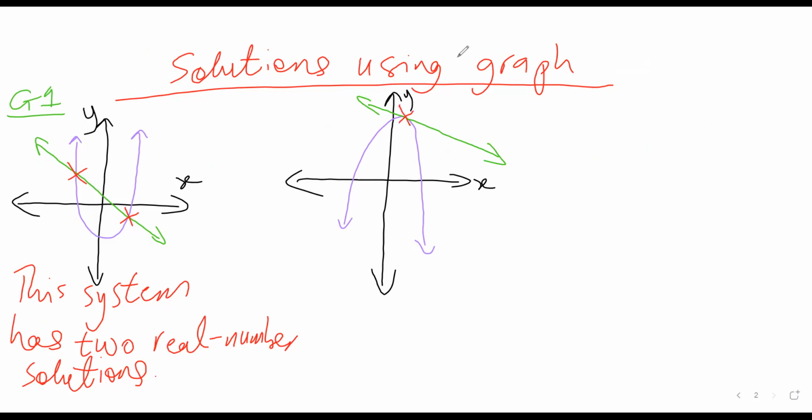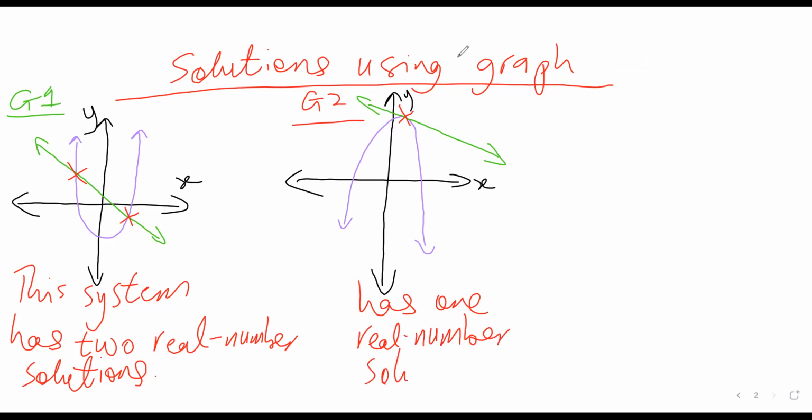So we say this system, G2, has one real number solution, because they meet at only one point. When they meet at two points, the system has two real number solutions. When they meet at one point, the system has one real number solution.